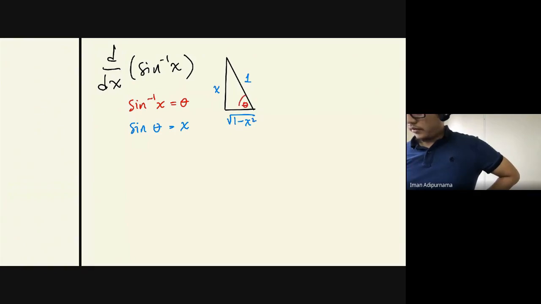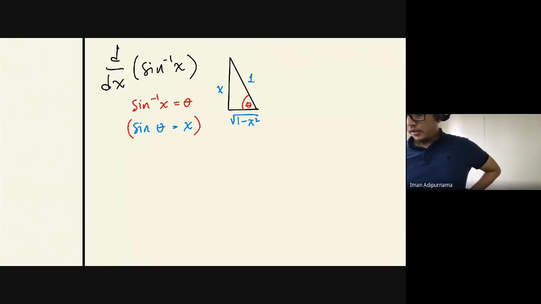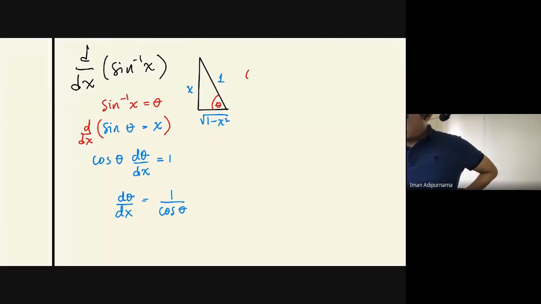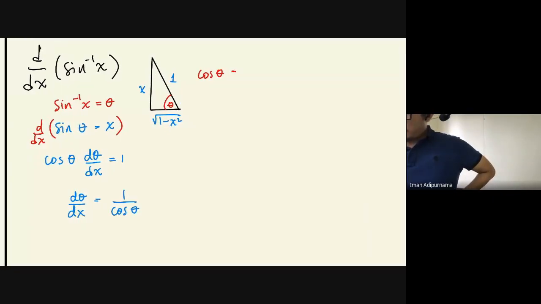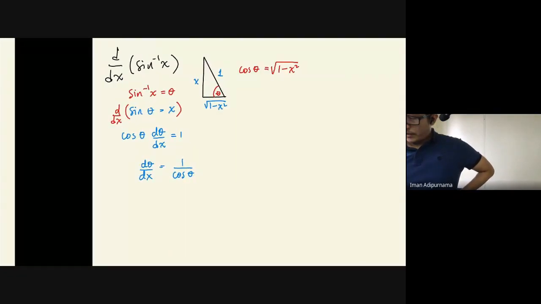Oh, this is different. Okay, and then derive from here. The first derivative is cos theta d theta/dx equals 1. And d theta/dx is 1 over cos theta. So from here, cos theta is the square root of 1 minus x squared, so 1 over cos theta becomes 1 over the square root of 1 minus x squared.